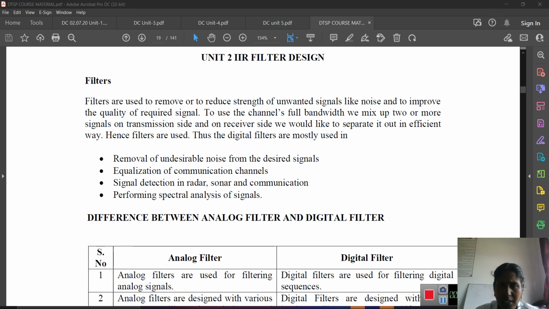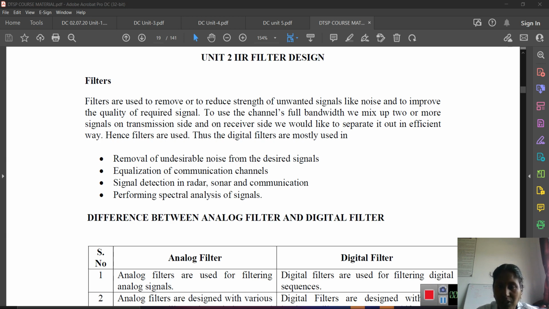To use the channel's full bandwidth, we mix two or more signals on the transmission side, and on the receiver side we would like to separate them in an efficient way. Hence filters are used. Finally, we have to reduce the strength of the unwanted signal and remove it.